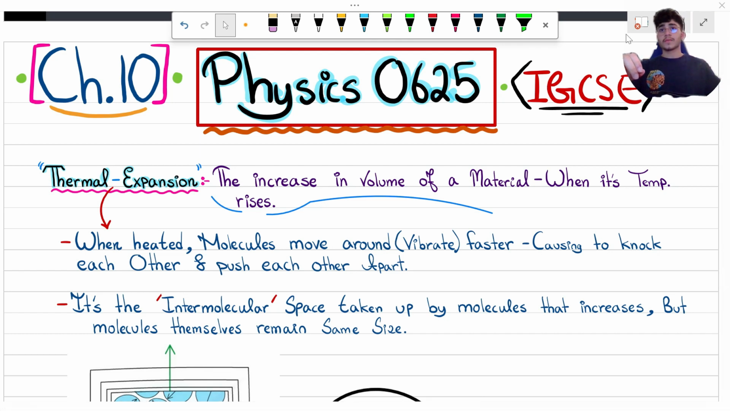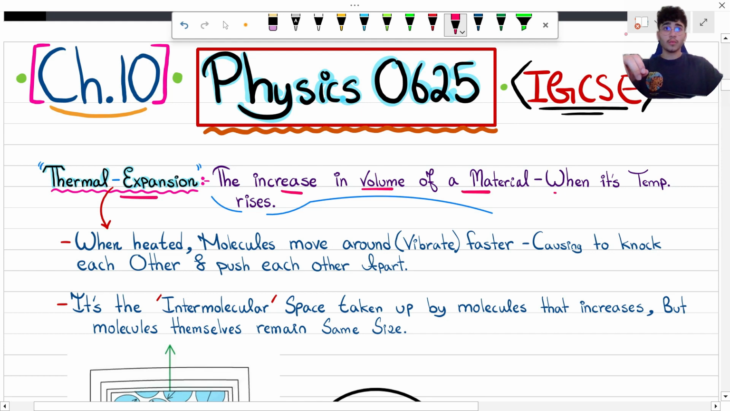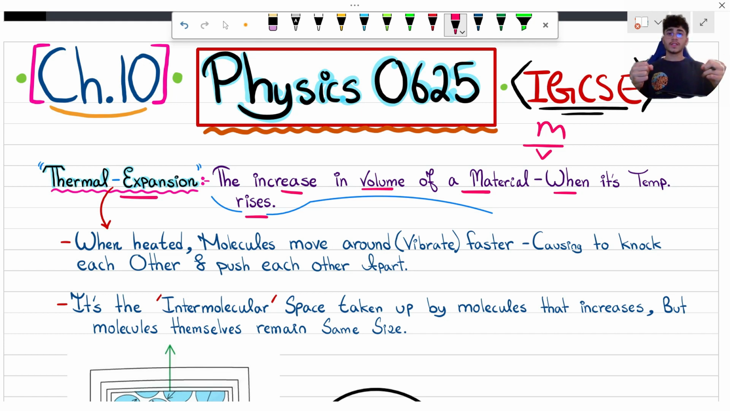So, thermal expansion. Thermal expansion is the increase in volume of a material when its temperature rises. As we know, every material or every object has mass and volume, because matter is equal to mass over volume, right? So thermal expansion is when the volume of an object increases, the space an object takes up. That space increases due to an increase in temperature. So as you're increasing the temperature of an object, you're adding more heat to the object, its volume is increasing, the space it takes up is increasing.